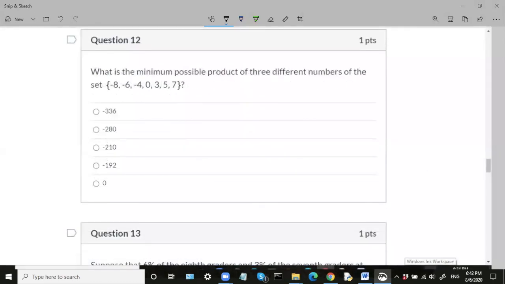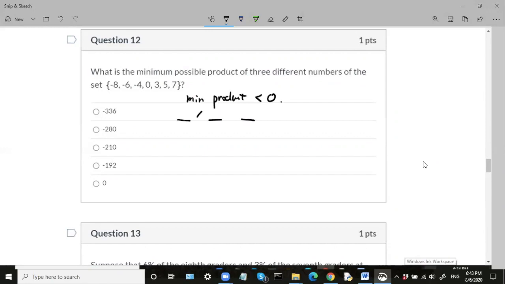Problem 12. What is the minimum possible product of 3 different numbers of the set? Okay, so we have a set. We need to choose 3 numbers from this set, and their product is minimum. Because we have a negative number in the set, the minimum product should be less than 0, right? So, okay, we have 3 numbers.